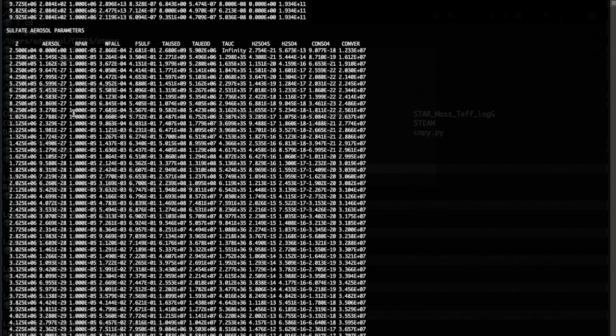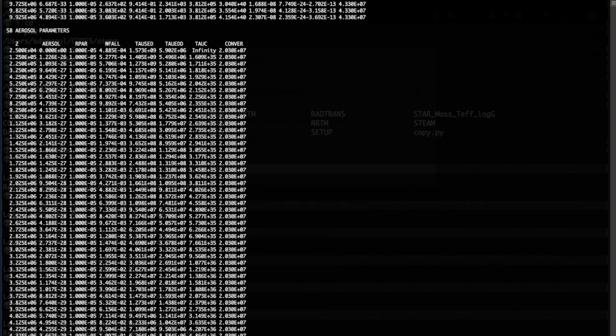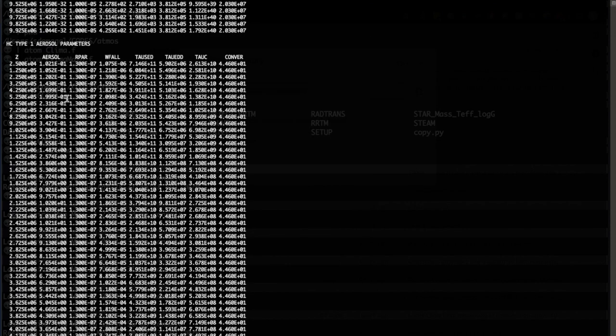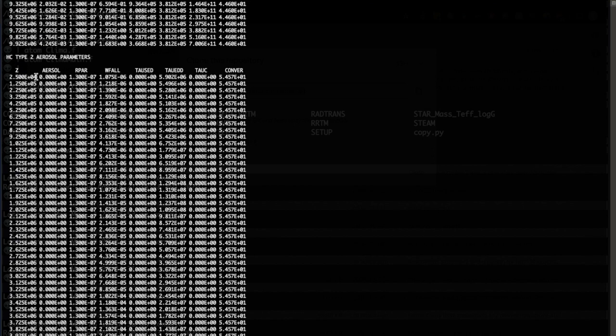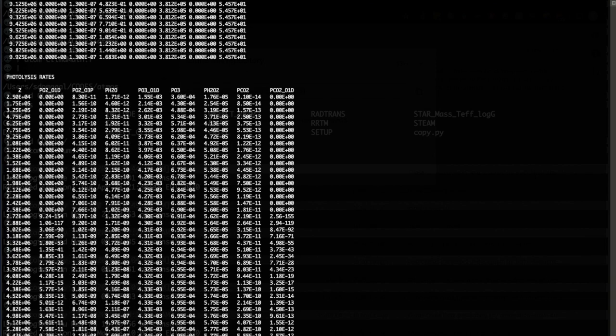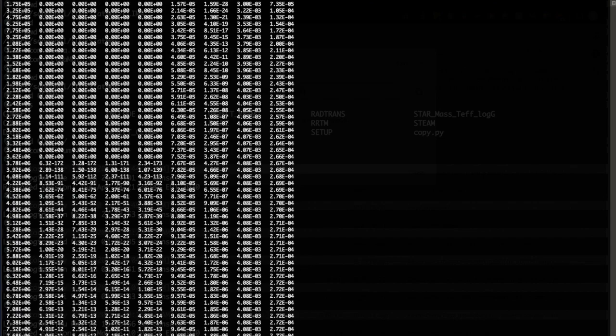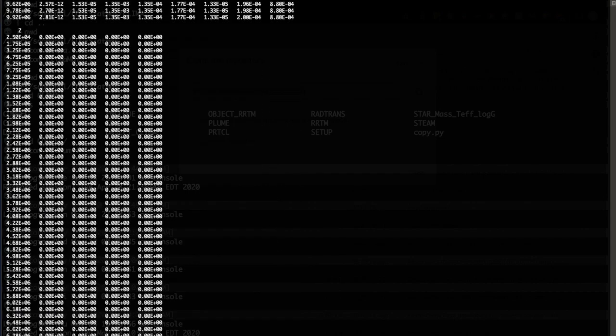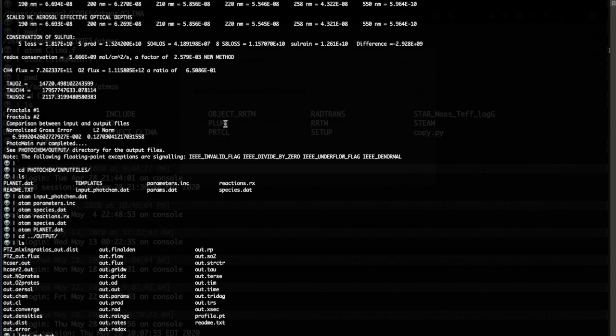Sulfate aerosol, so this is now aerosol parameters for sulfate first, then S8, and then hydrocarbons. And what this has is the aerosol number density, the radius of the particle, this is printed out for each layer, the fall velocity, the sedimentation lifetime, the eddy diffusion lifetime, the coagulation lifetime, and then a conver, which is like a conversion factor between the number of molecules in that layer and the number of particles of that species in that layer. This is then the photolysis rates printed out one more time. And that's it. That's the end of the output file.